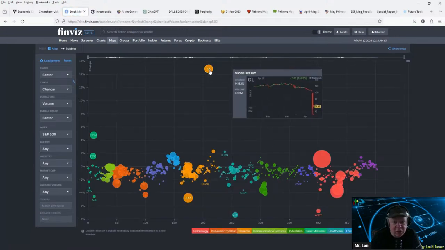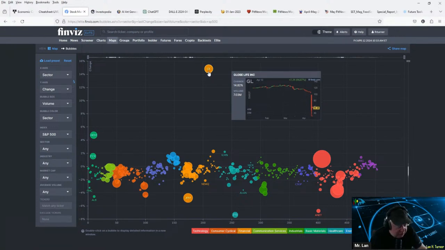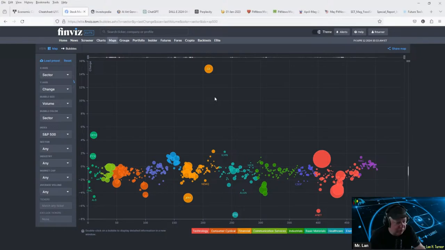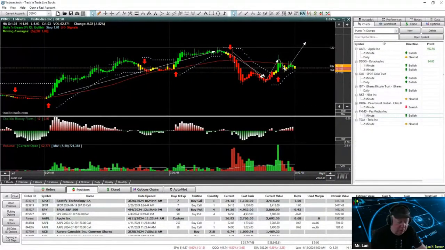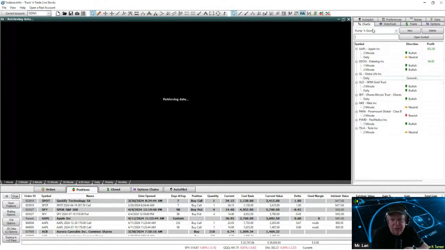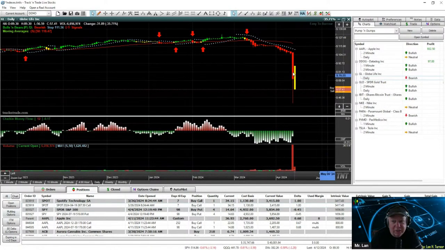So there's GL, Global Life. That's a $56 stock. Oh, look, it crushed it though. Yesterday it fell like a rock. That's why it's rebounding a little bit. Let's go look at GL and see how it's performing. GL, Global Life. Oh, it's still crushing down. That's a tough market right there.